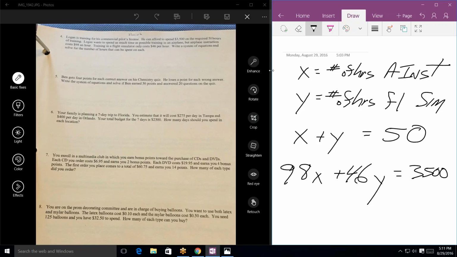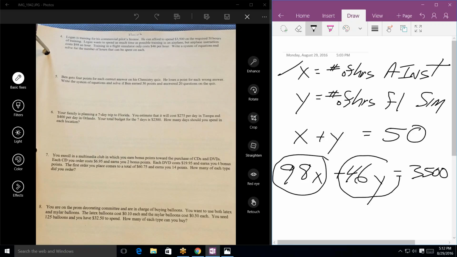But once you've got your variables defined, now you can go back and see where airplane instruction is 98 an hour. So 98 times the number of hours, that's the cost for airplane instruction. That's the cost for flight simulation, and you can spend a total of 3,500. So that gives you your second equation.